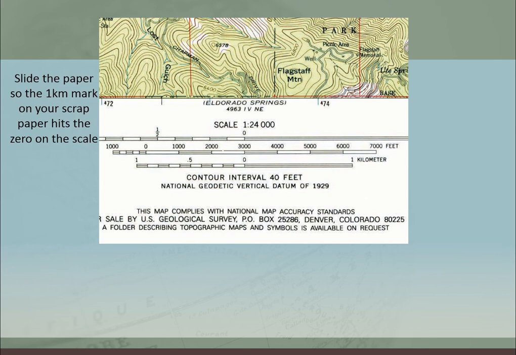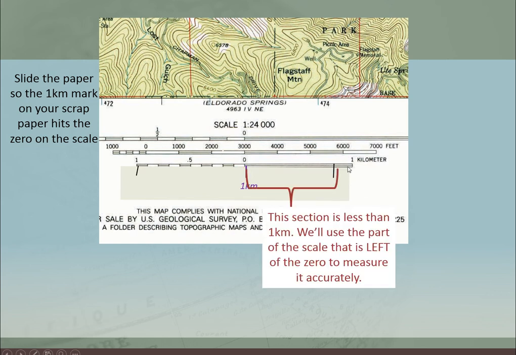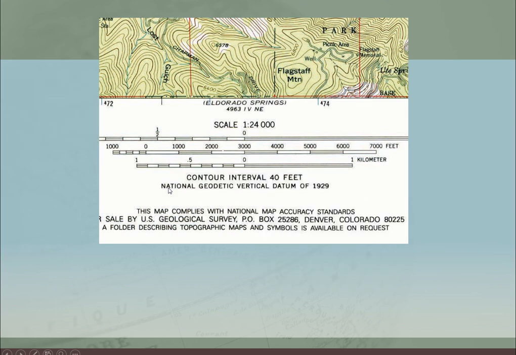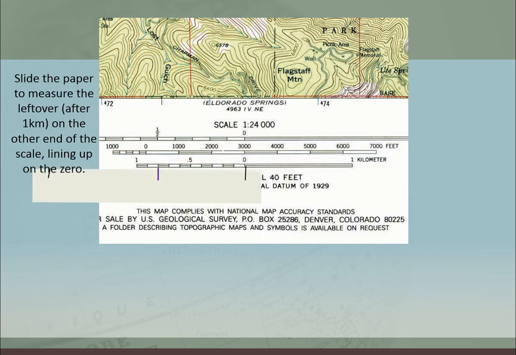So we're going to slide the paper down so the 1 kilometer mark on your scratch paper hits the 0 on the scale. We already know this is 1 kilometer, and we've got something left over. But it doesn't reach all the way to 1 kilometer. It's less than 1. So we want to find out exactly what it is to measure it accurately. And so we're going to measure this section on the left side of the scale where it's broken up into smaller pieces. You're going to slide the paper so that one of the marks ends up at 0.